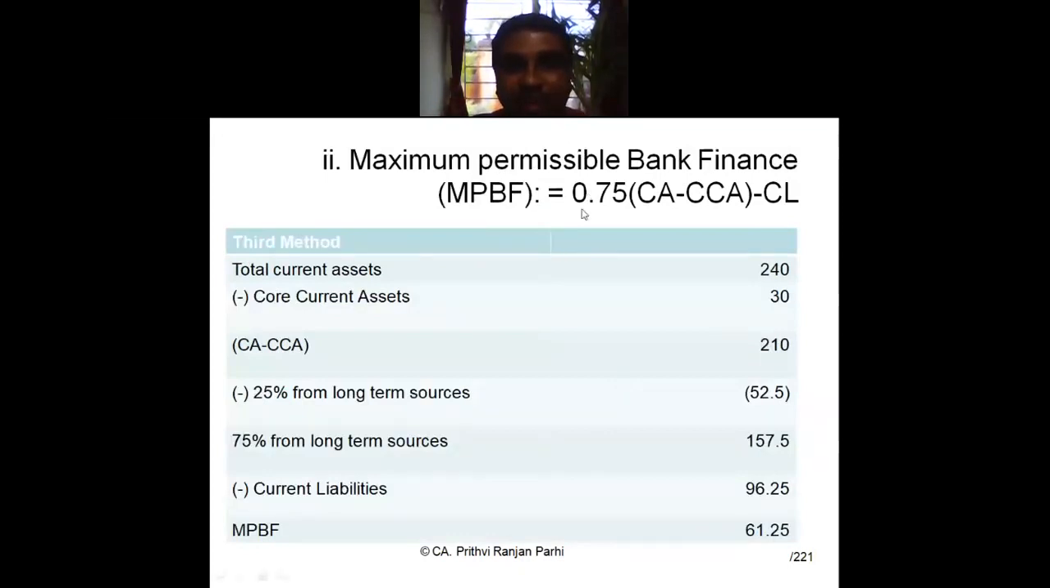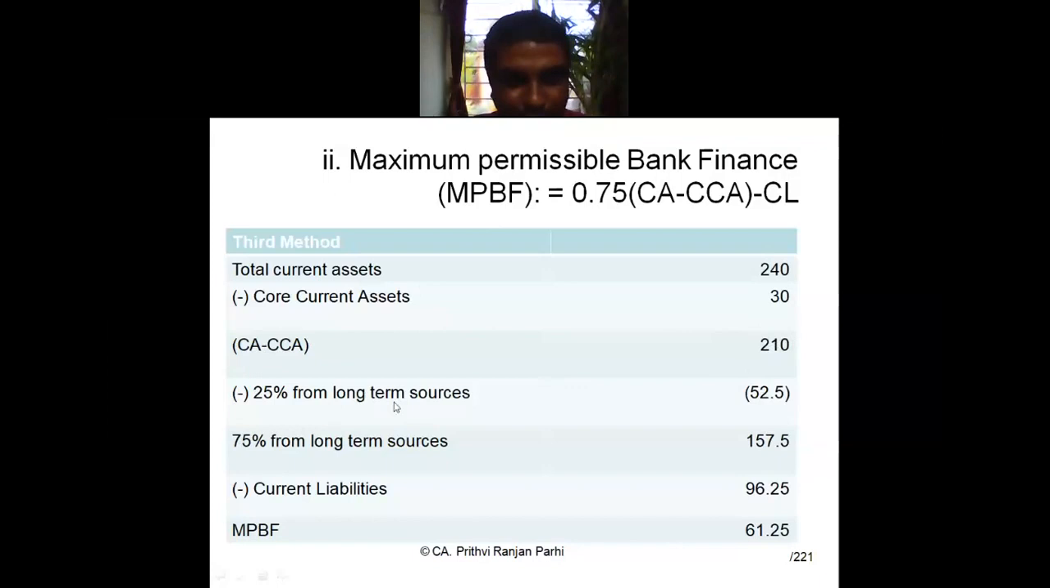Third method, read the formula here. What is the formula? Can you read it? 75% of current asset minus core current asset, minus current liability. Same thing we are doing. Total current asset is this much. Core current asset given in the question is 30 lakhs. So current asset minus core current asset is 210. Right? 210.